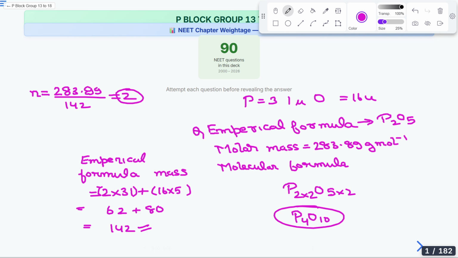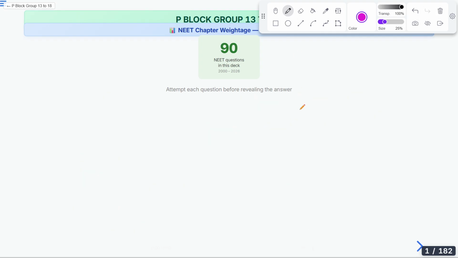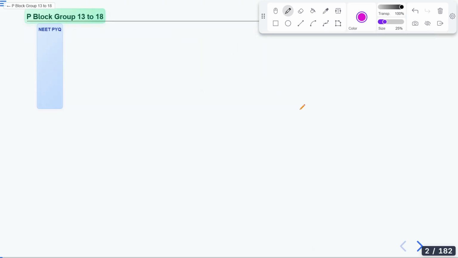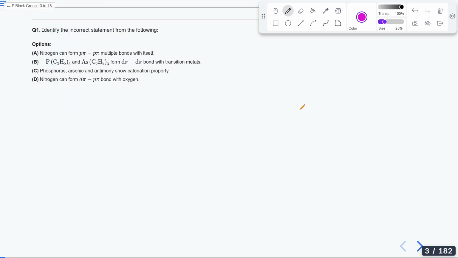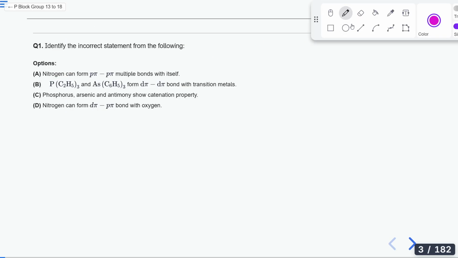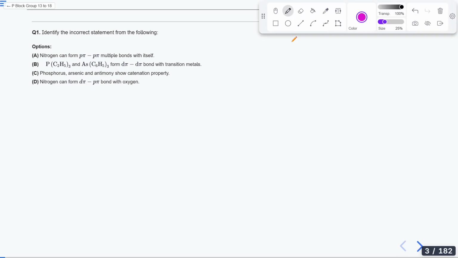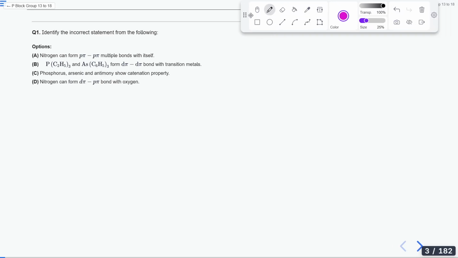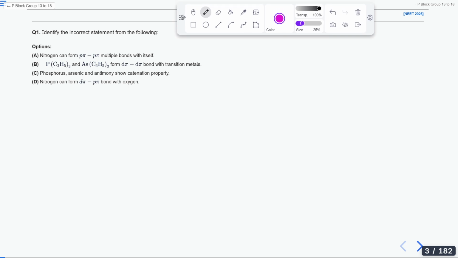Yes? Is it clear to you? Okay. Now we'll move on to today's chapter. So here is your first question. You have to identify the incorrect statement. We have done a similar type of question in the class as well. You have to see in which of these statements the p pi d pi bonding is written incorrectly.